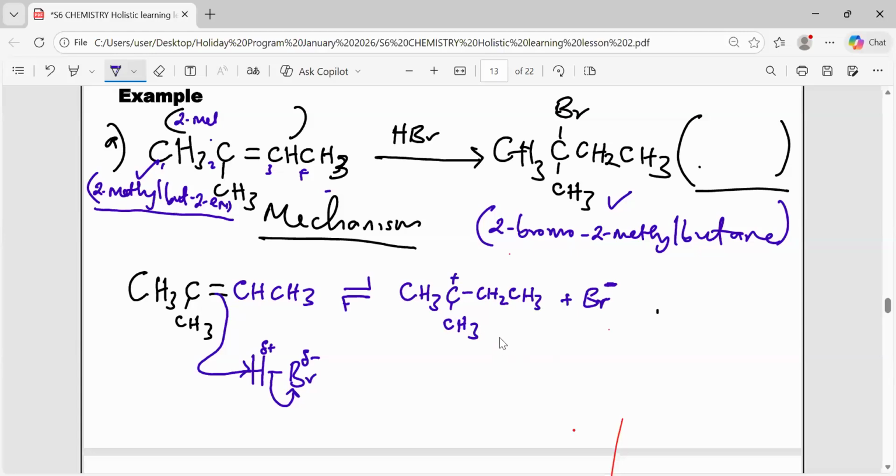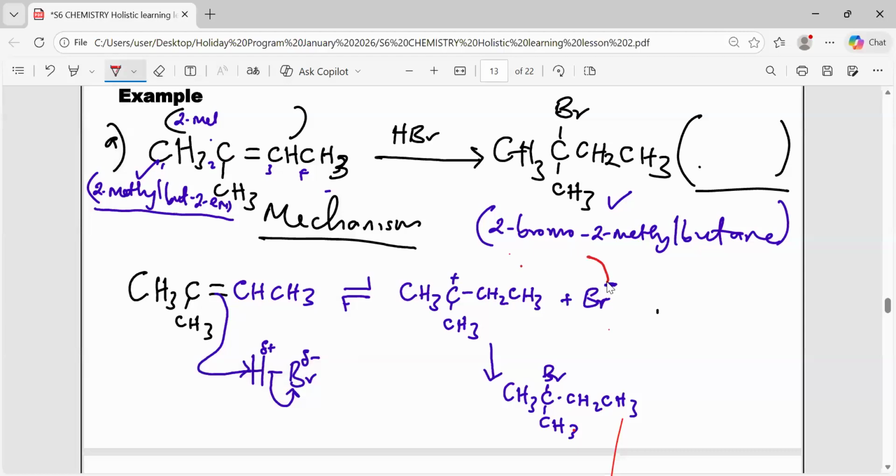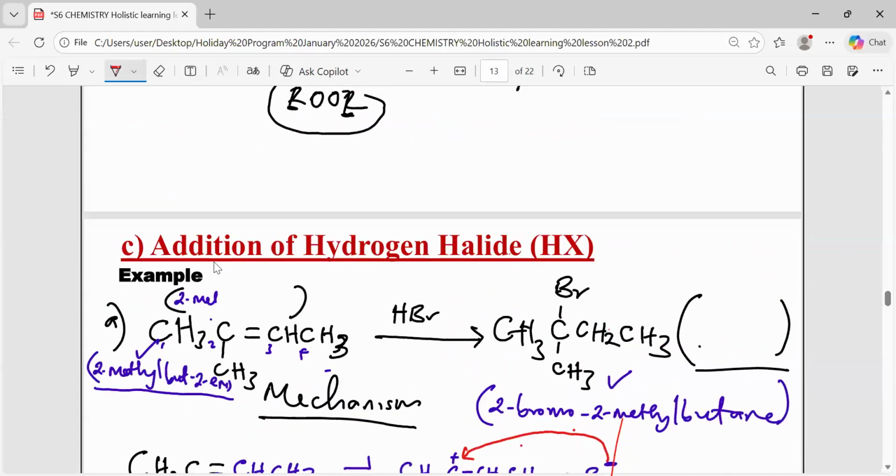Okay. So the bromine ion is going to attack the cation, hence giving you 2-bromo-2-methylbutane. Okay. So in simple terms, you're going to have this come on the carbocation, and then you'll be able to form this product. That is very nice. So this is looking at the Markovnikov's, yeah?